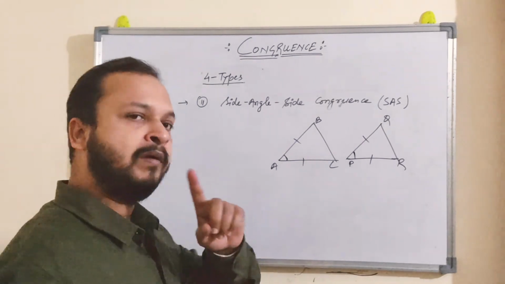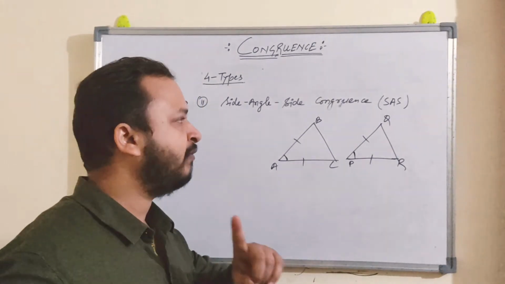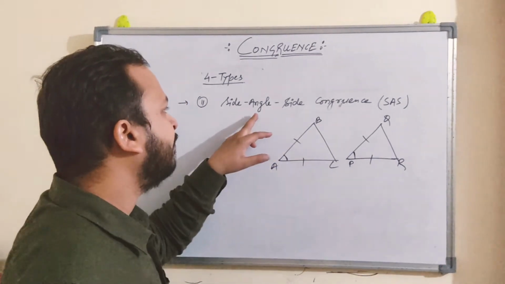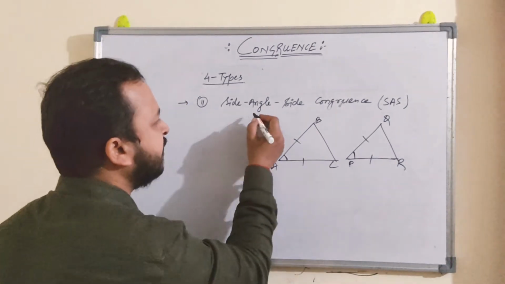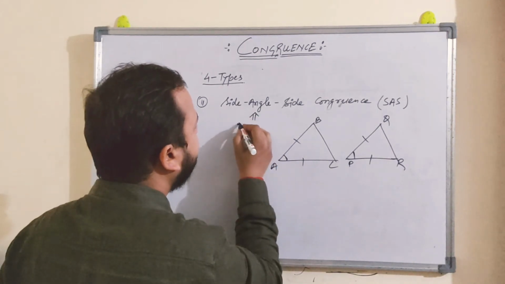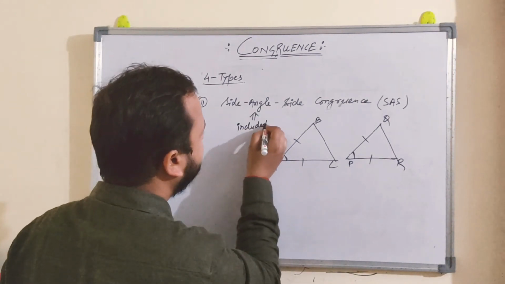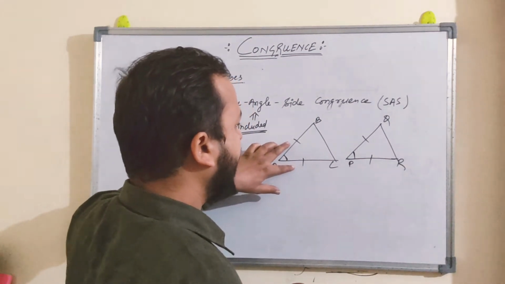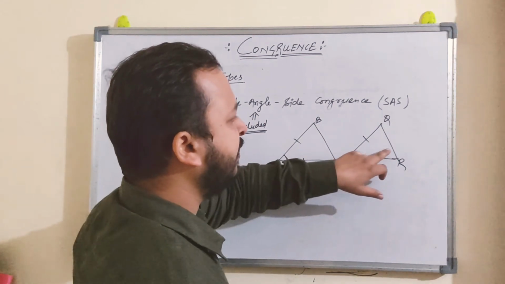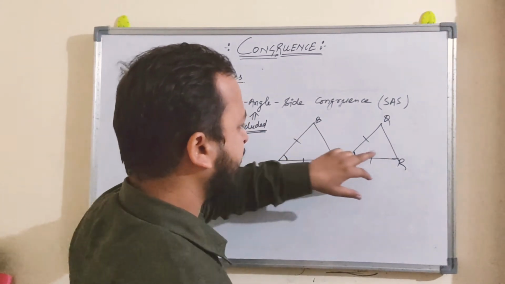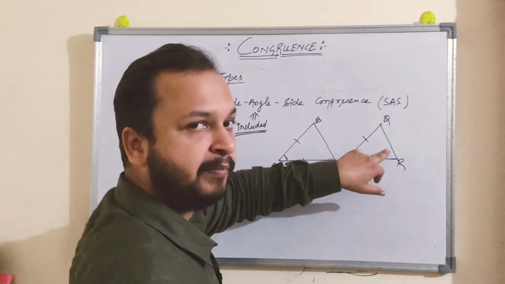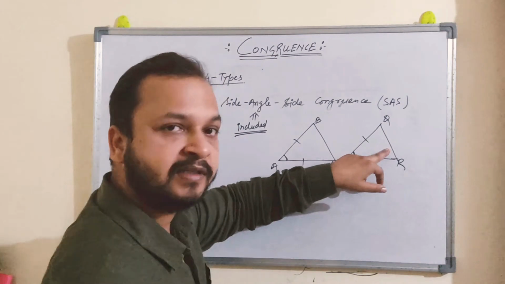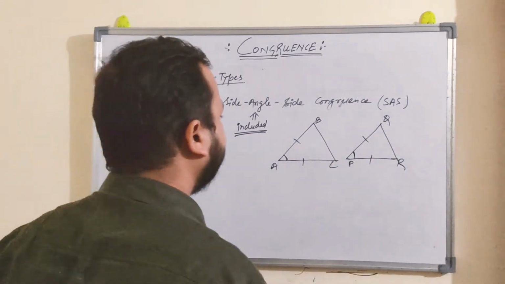So here one important thing you have to remember always for proving this congruency method, angle must be included. This angle must be included angle. Included means between these two sides. You cannot take this angle, right? If you have taken these two sides, you cannot take this and this angle, because this angle is not included. So you have to take the included angle, right? This is the very important point.